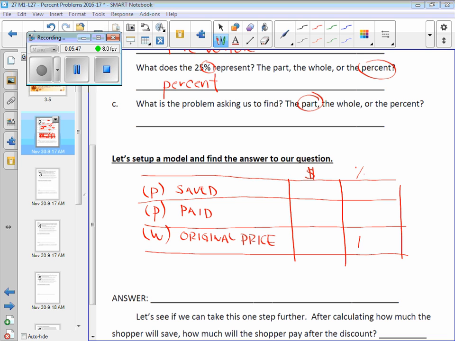On the bottom. It's like your free spot in bingo. So no matter what problem you're doing, you're always going to have 100%. Yep, because it's the whole, right? Think about what the 100 is. It's the whole, W, percent.